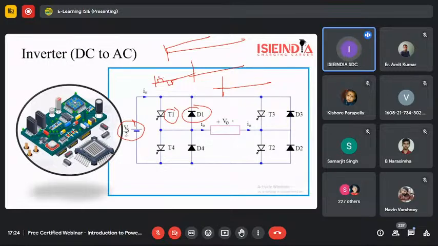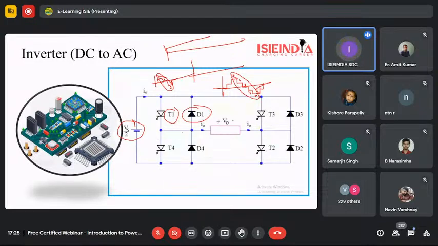Let's suppose when I talk about the levels: this is 1 level, 2 level, and 3 level. So this is the 3 level inverter. Let's suppose we are getting the output in this level, then 1, 2, 3, 4, 5. So this is the 5 level inverter. A 5 level inverter is obtained by cascading 2 inverters.